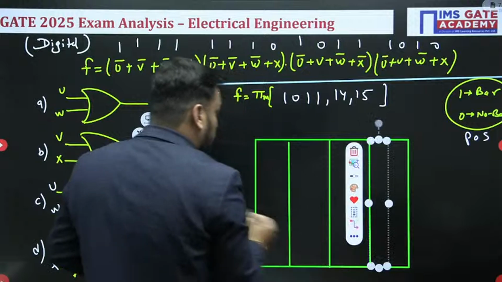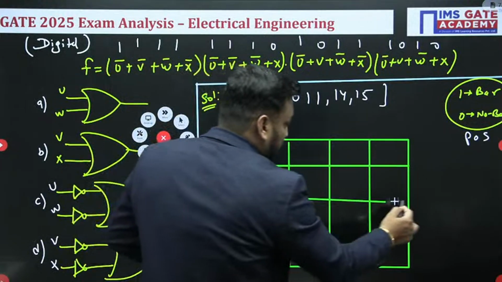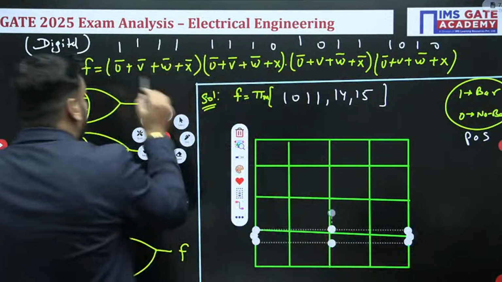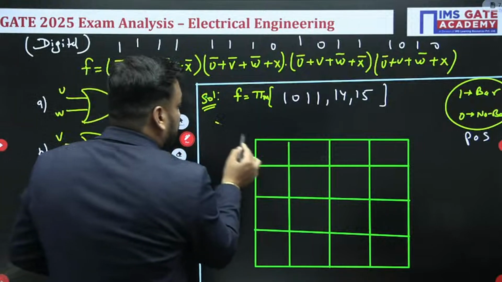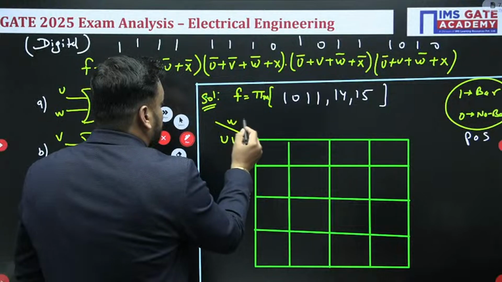However, you can definitely do like that, but in the GATE exam, it is also important how much time you are taking to solve the question. So, you should definitely give the preference to the POS expression only. Now, here we have UV and WX.